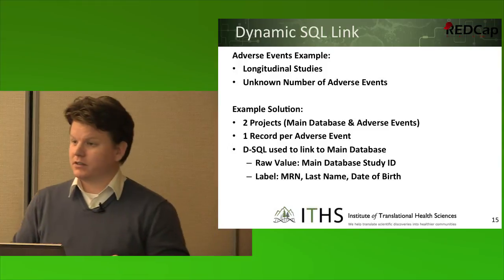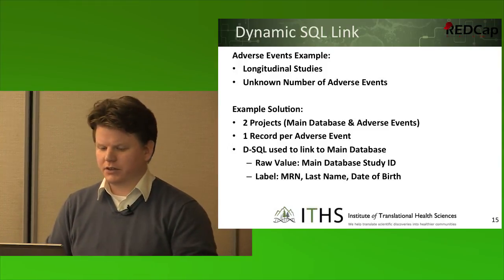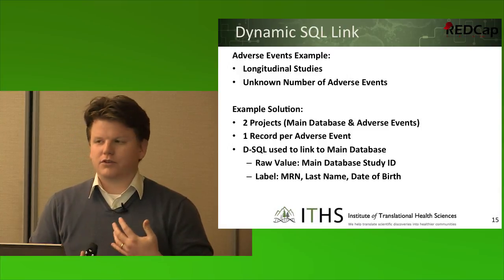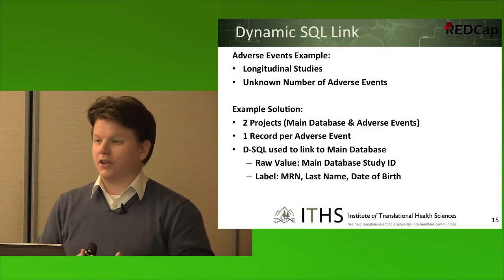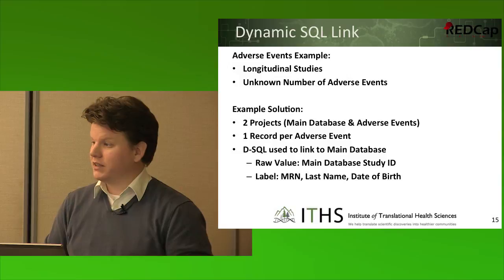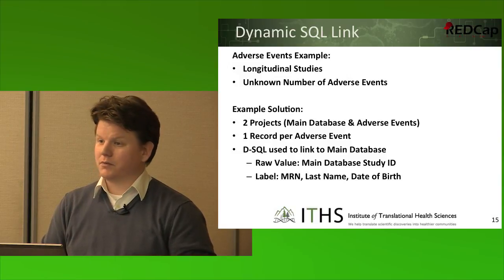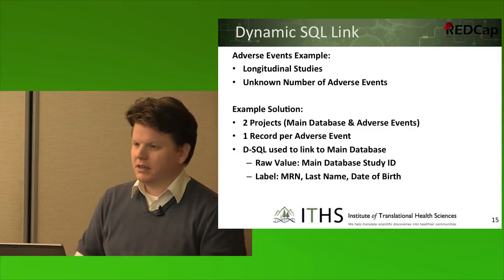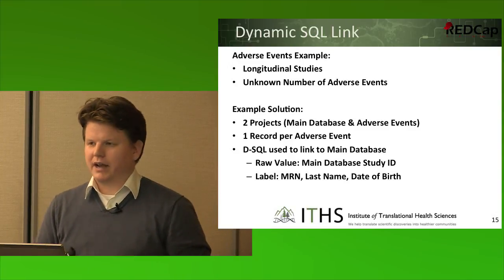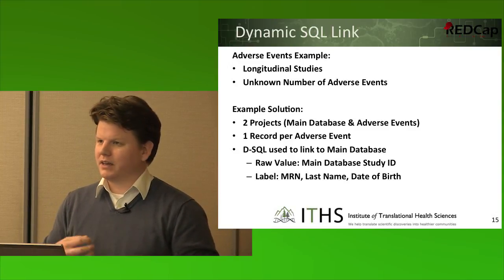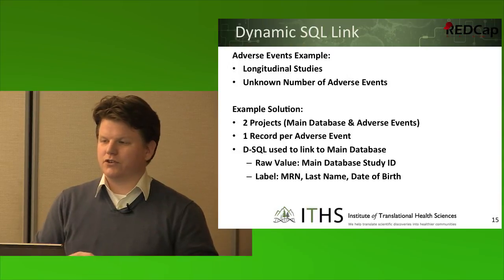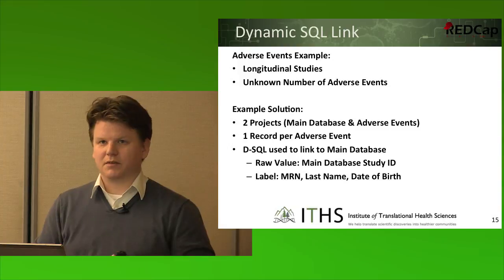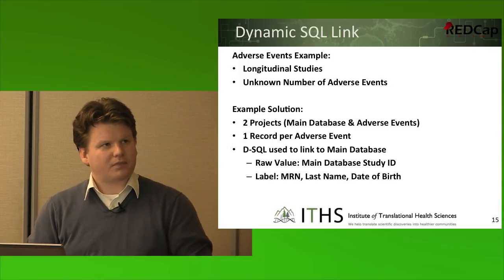Some examples that we've done in the past. The adverse events example that I used to explain the relational database is a good example of this. Adverse events by definition are unknown. You don't know how many adverse events each patient is going to have. Some of them are going to have 2, some of them are going to have 20, some of them are going to have none. So this is really hard to track in REDCap, because REDCap kind of assumes that you know how many forms or how many events you're going to capture. So this is kind of an odd duck out.